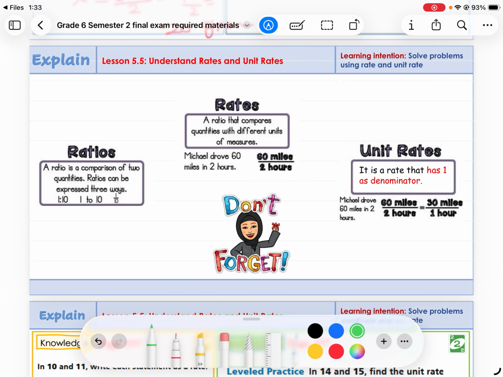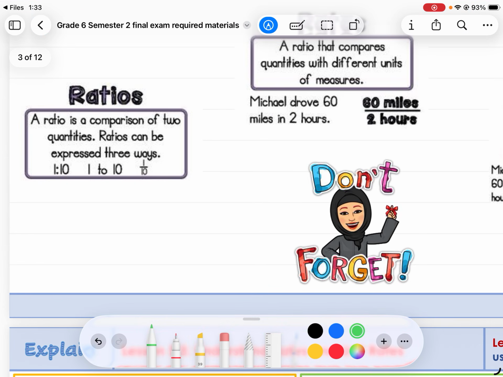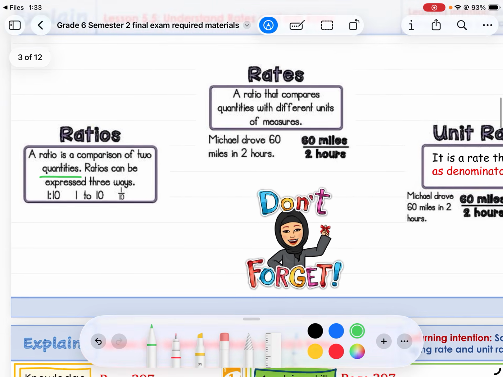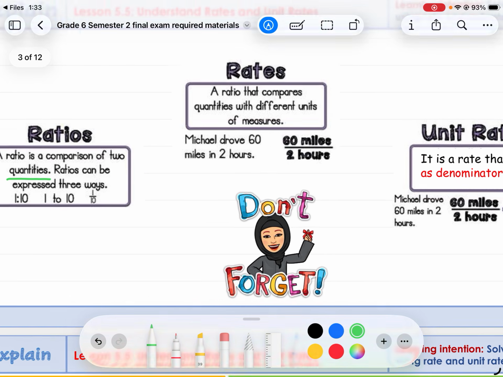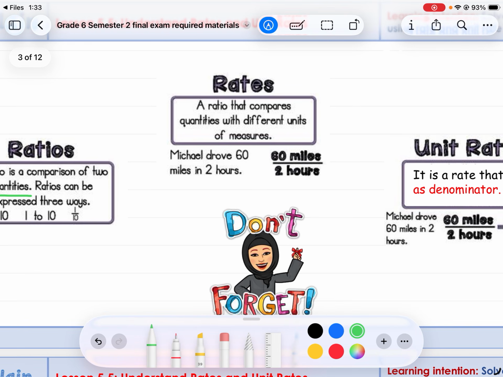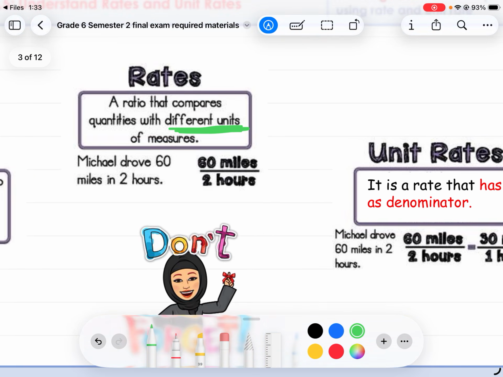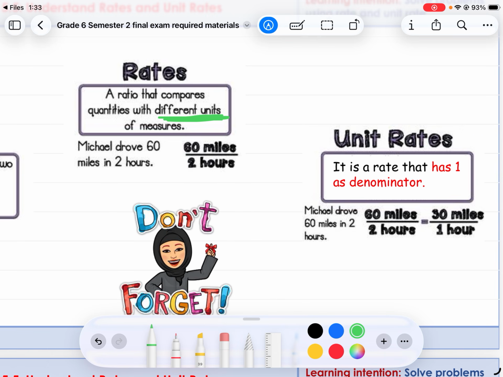Okay, let's again recall, what's the meaning of ratio? Ratio, again, is a comparison between 2 quantities. Rates, on the other hand, are a comparison between 2 quantities, but they have different units. You need to be aware of this one. And the unit rate has units, but the denominator should be what? 1. It's a comparison between 2 quantities with different units where the denominator is 1.